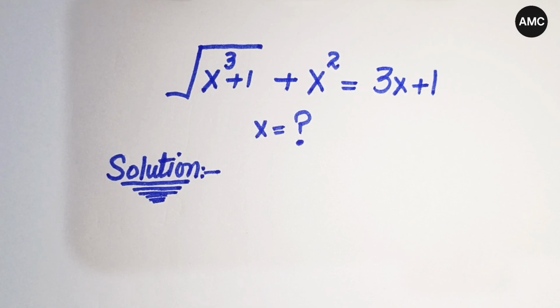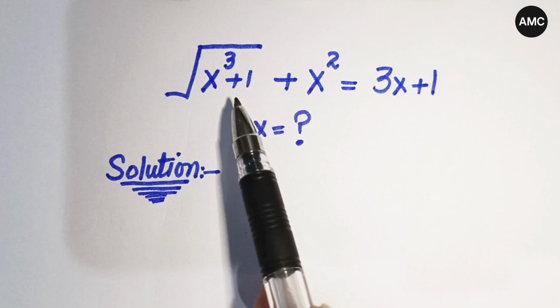Today we have an interesting Olympiad math problem: the square root of x cubed plus 1, plus x squared, is equal to 3 times x plus 1. Here we have to find all possible values of x.